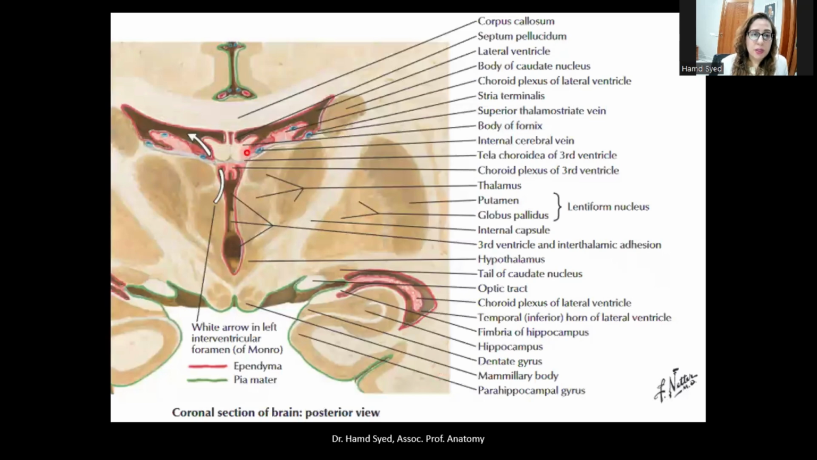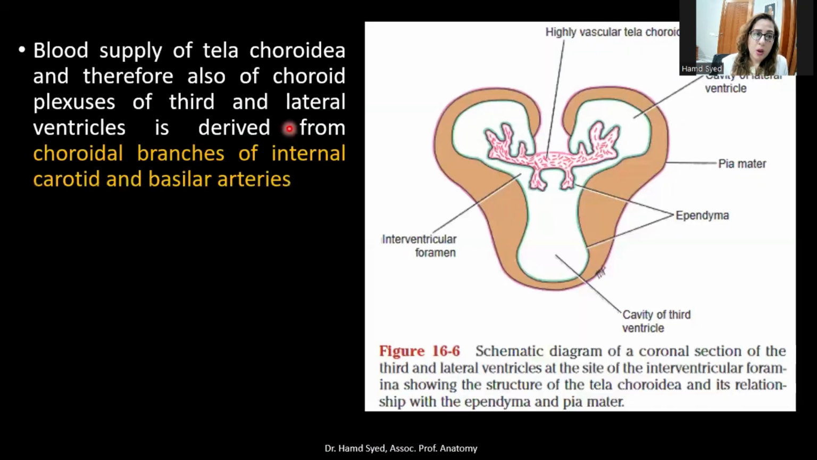So here, if this is the tela choroidea, you can see here is the projection, the vascular fringe of pia mater, which is projecting into the lateral ventricle, known as choroid plexus. Choroid plexus, you know, is the site of production of the cerebrospinal fluid. Okay, so the blood supply of the tela choroidea and therefore also of the choroid plexuses of both the third and lateral ventricles is derived from the choroidal branches of internal carotid and basilar arteries.